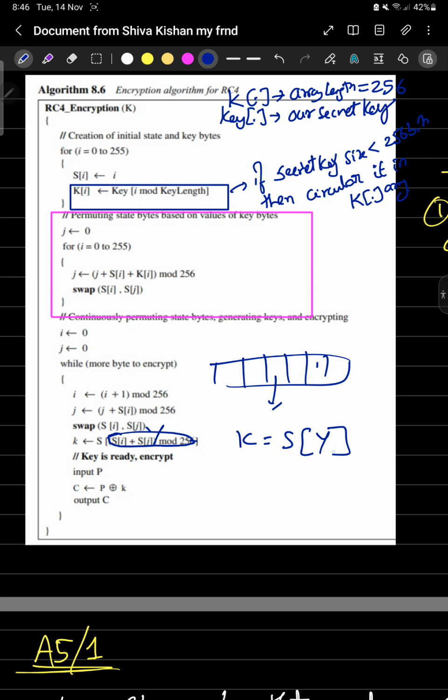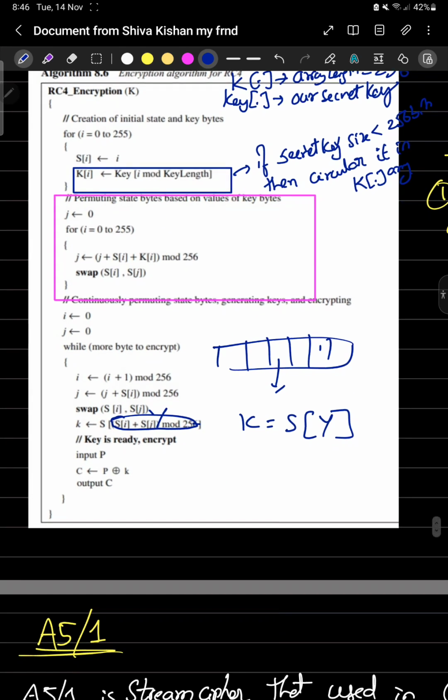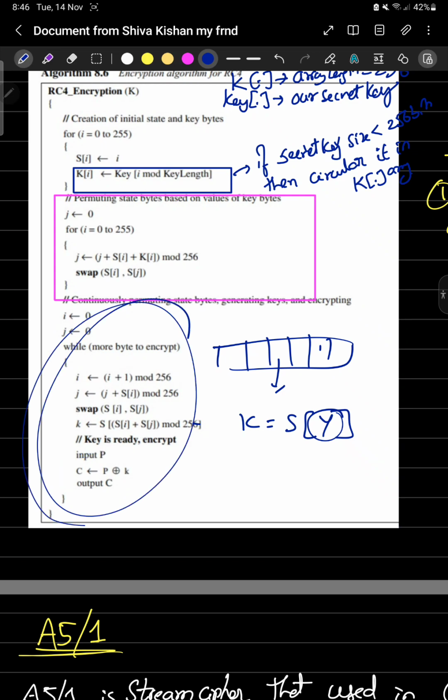At the beginning I told you this is like magic, but I am showing these equations, so it's not magic. I said it's magic just to help you feel comfortable. So basically according to the equations, select one index value and fetch that value from the state, and we use that key against the plain text. You repeat this process for as long as you have plain text, looping.